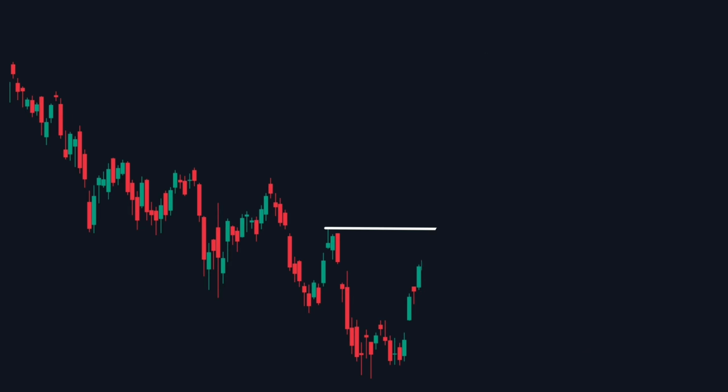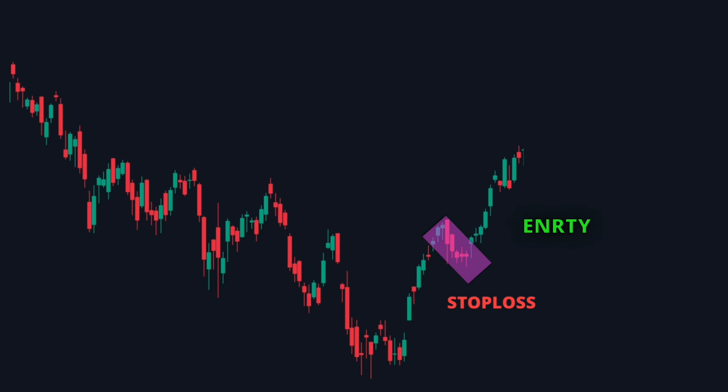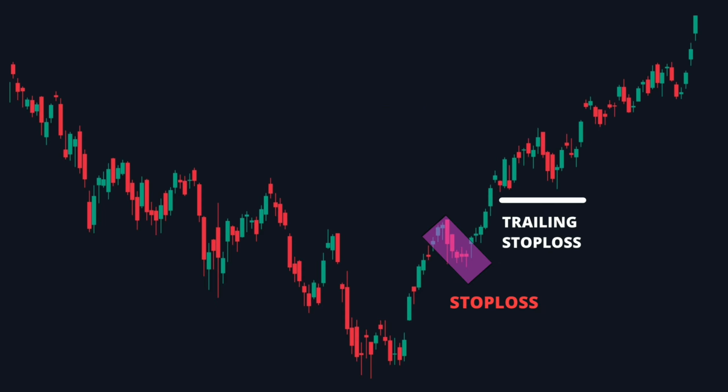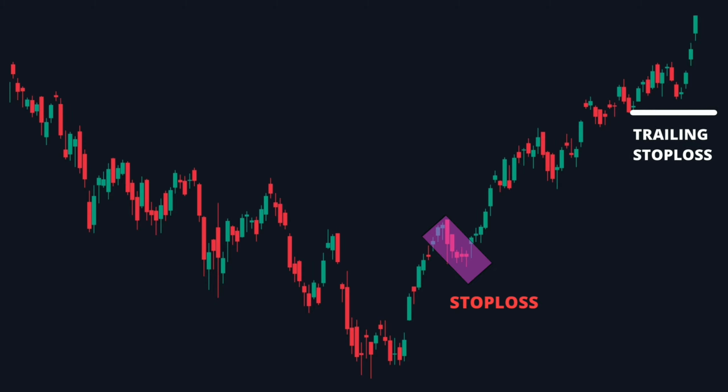Now, the stock breaks the previous high. Here, we get a higher high. Now, we will wait for a little correction without breaking the previous low. We'll draw a channel here. When any candle breaks this channel, we'll enter into the trade and put the stop loss below this channel. In this strategy, don't hurry to book profit. Just trail your stop loss from swing to swing.